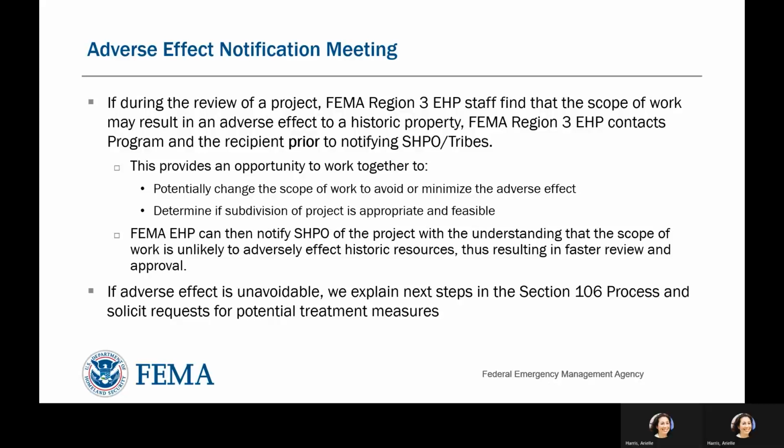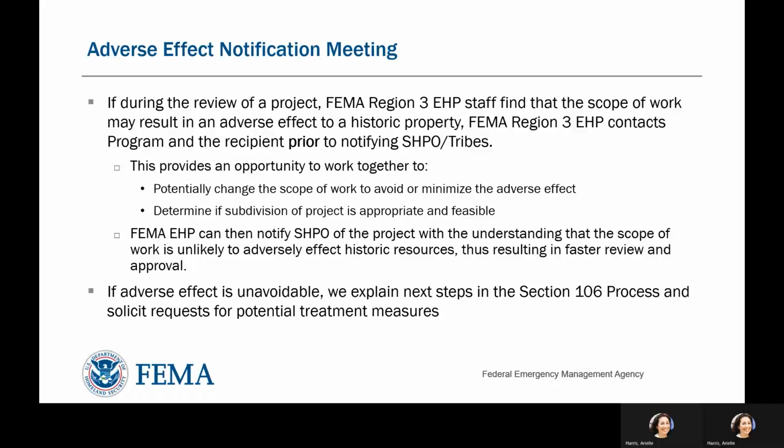When an adverse effect to a historic property is detected by FEMA, the first thing FEMA Region 3 EHP staff does is inform program and the applicant, and we will likely schedule an informal meeting. During this meeting, EHP staff will explain why the project as written constitutes an adverse effect. We then have the opportunity to work together with the applicant to potentially change the scope of work to avoid or minimize the adverse effect, or determine if the subdivision of the project is appropriate and feasible.